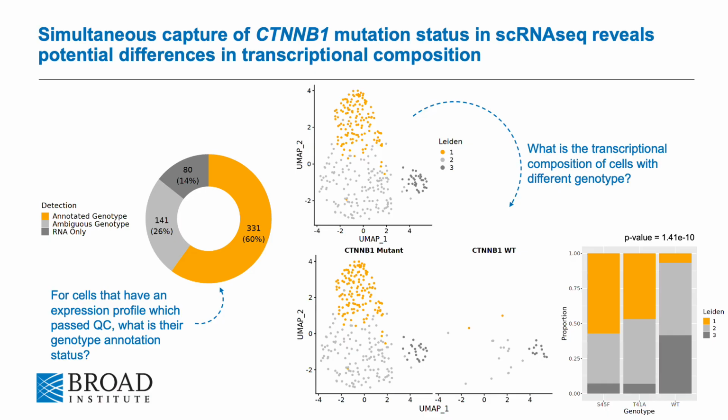From this early study, using non-ambiguous cells only, we identified 3 transcriptional clusters via graph-based community detection. And interestingly, we find that in this study, the cells we labeled as beta-catenin wild-type exhibited a different transcriptional composition than the T41A or the S45F cells.